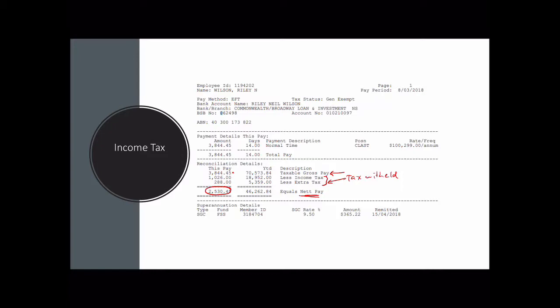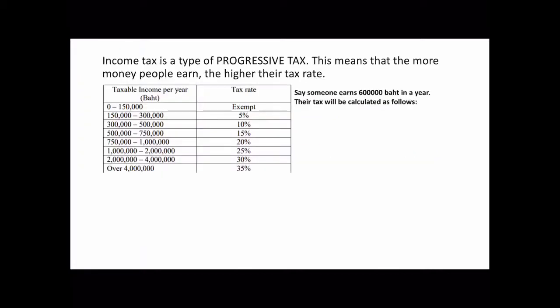Next, let's look at how we actually pay tax. Income tax is called a progressive tax. That means the more you earn, the higher the tax rate. That little table there shows you basically how much tax everybody pays in Thailand. Your income per year is shown there, and then you get taxed a different rate depending on which tax bracket you are in.